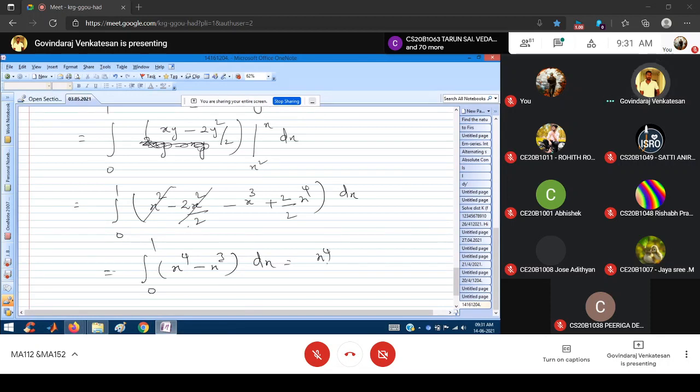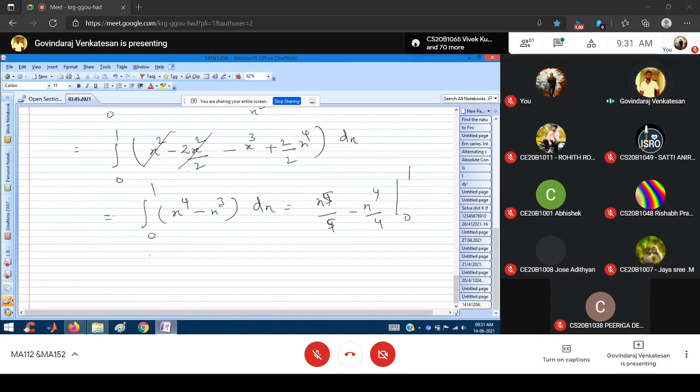So the integral over 0 to 1 of x power 4 minus x cube into dx. Solve this one: x power 5 by 5 minus x power 4 by 4, with the limits 0 to 1. So find the value, which is nothing but 1 by 5 minus 1 by 4, so nothing but minus 1 by 20. This is equation number 2.